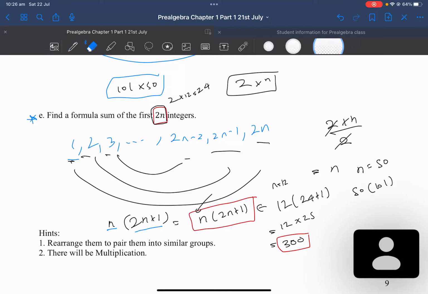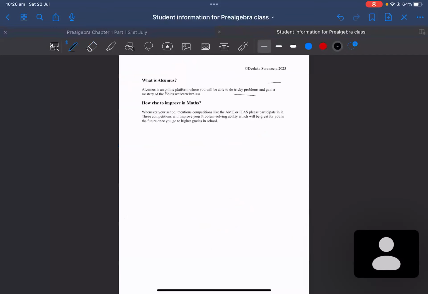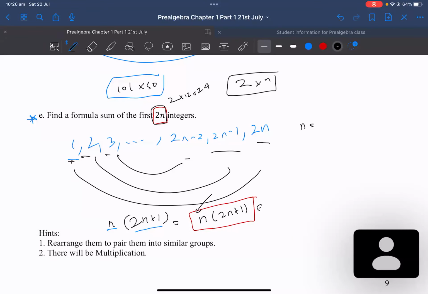So this is the formula here, n times 2n plus 1. I sub in n equals 10, and I get 10 times 20 plus 1. That's 10 times 21, which is 210. Just add 0 at the end. The sum of the first 20 whole numbers is 210. And you can do it with any number. You sub it into the formula, you get the answer. So that's a shortcut you can use.